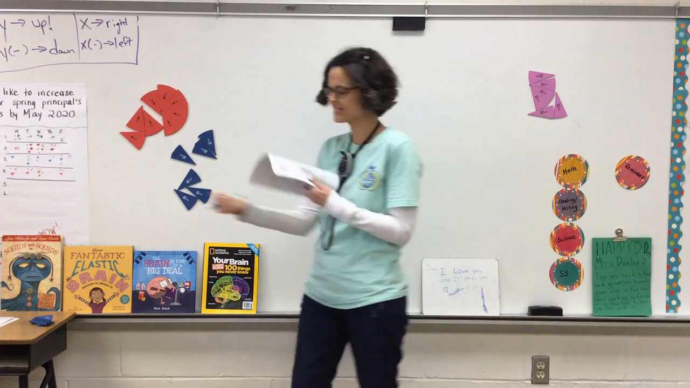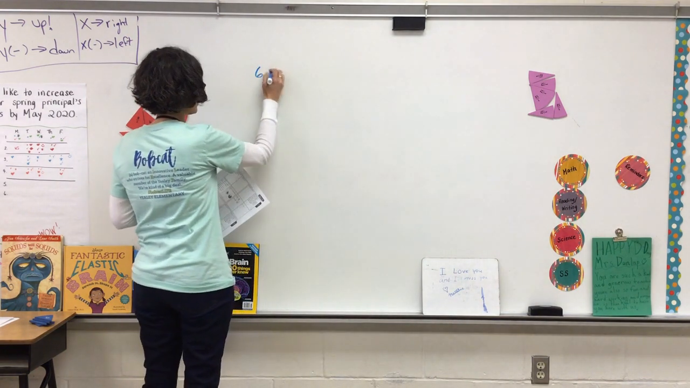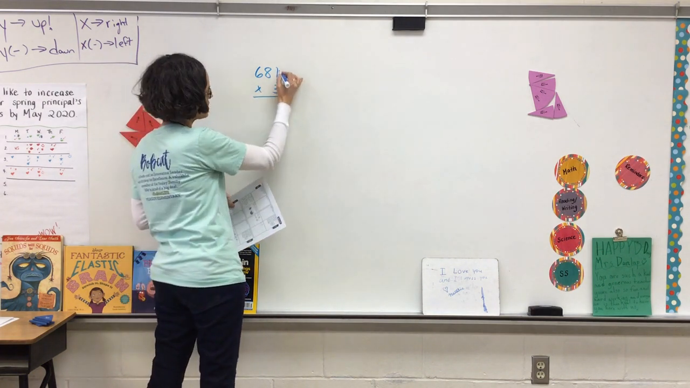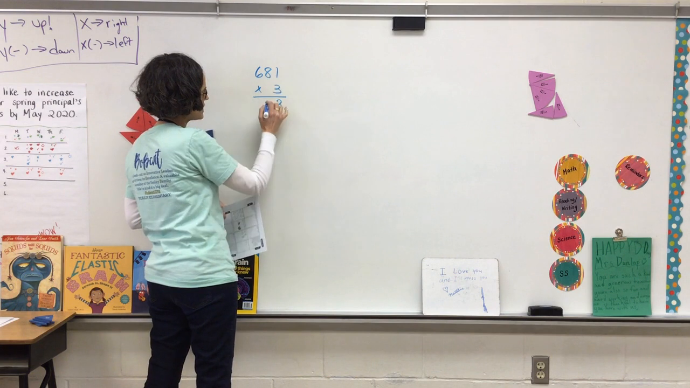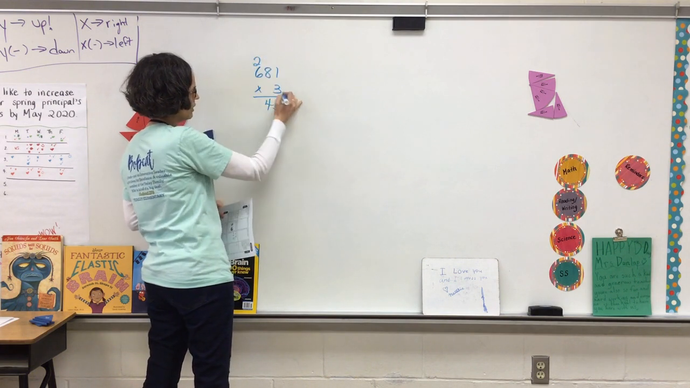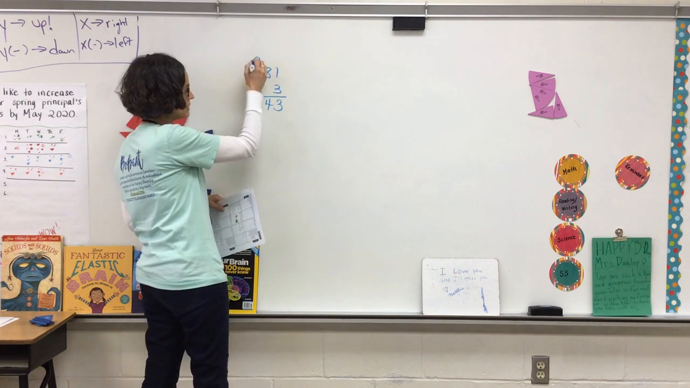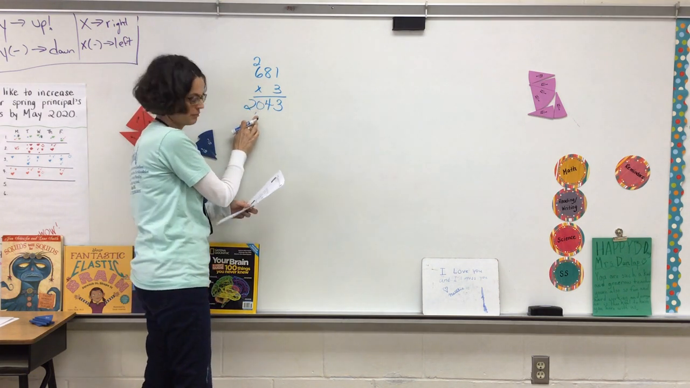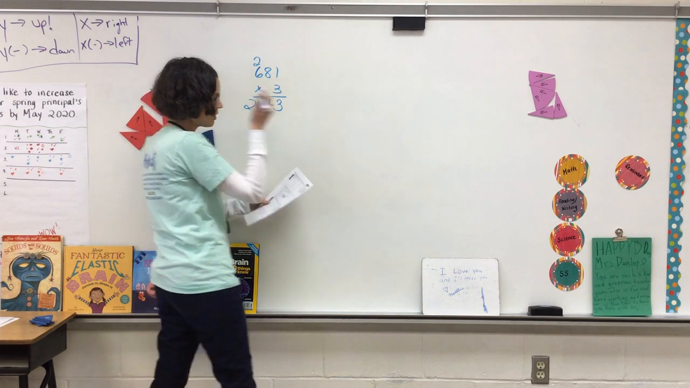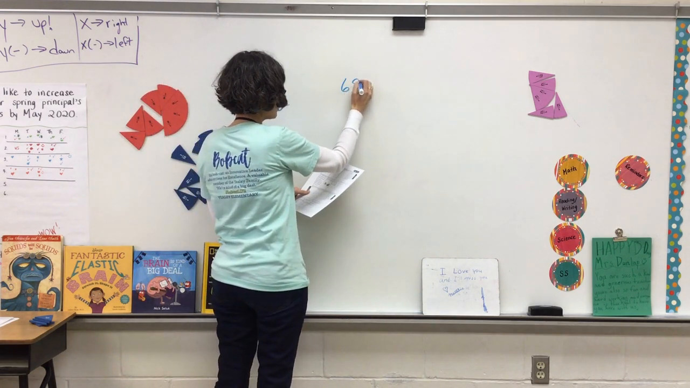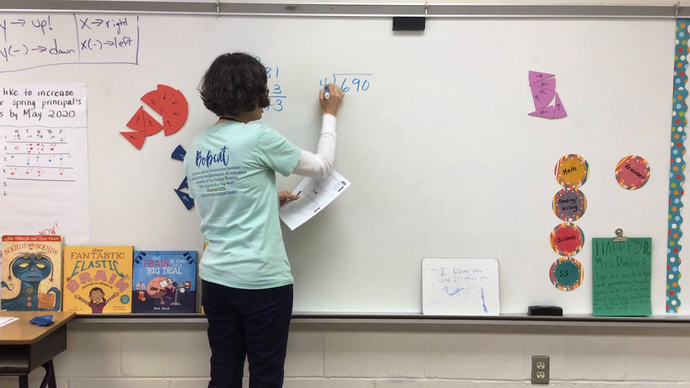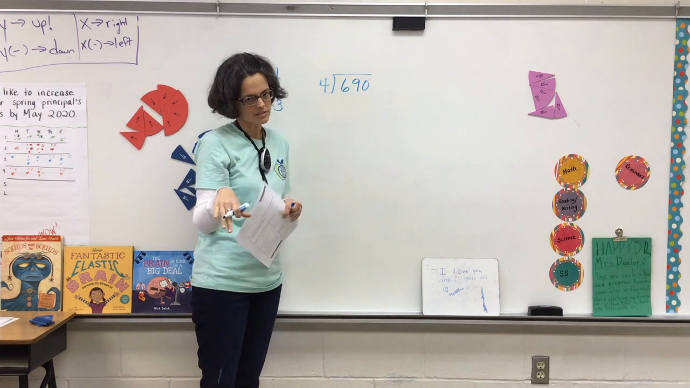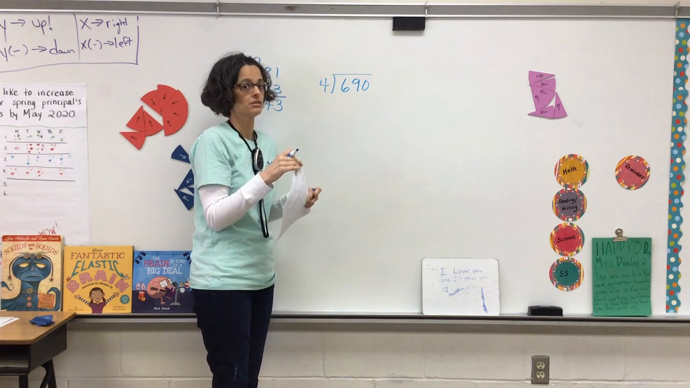So the first problem is 681 times 3. So when you multiply, you're going to do 3 times 1, which is 3. 3 times 8 is 24, so I have to regroup. 3 times 6 is 18, plus 2 is 20. So my product is 2,043. All right, this next one is a division problem. It's 690 divided by 4. I'm going to use standard algorithm. You can use whatever strategy you want as long as you have the same product as I do. Okay?